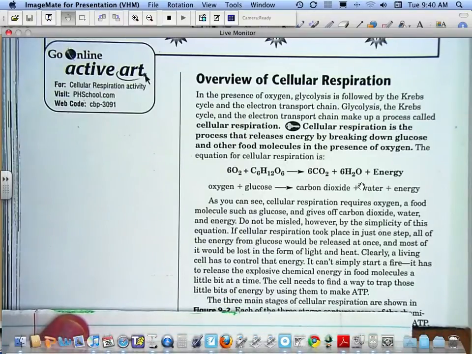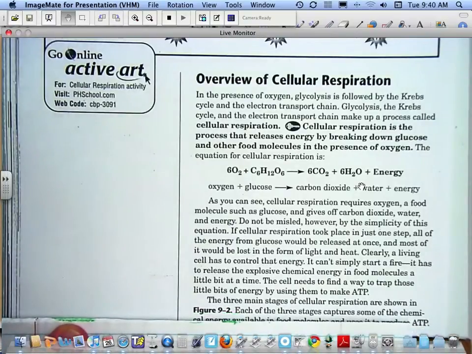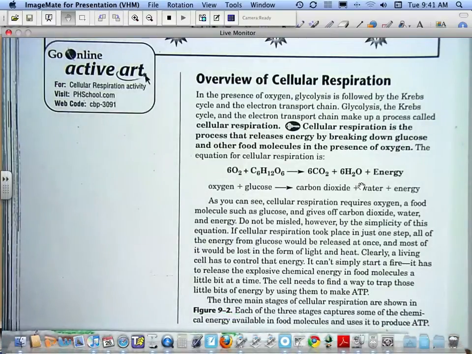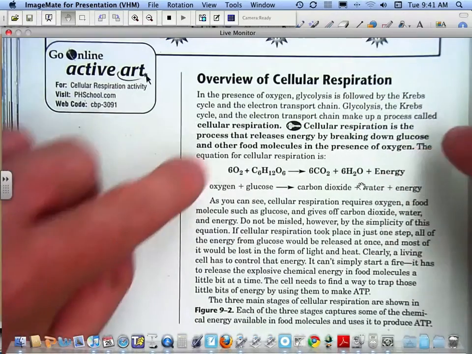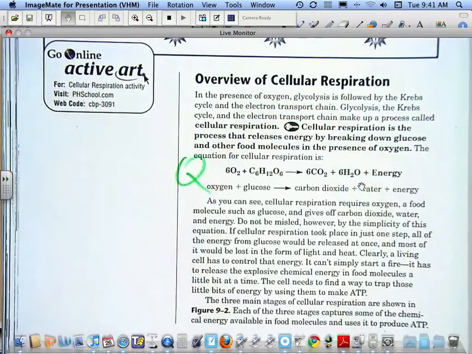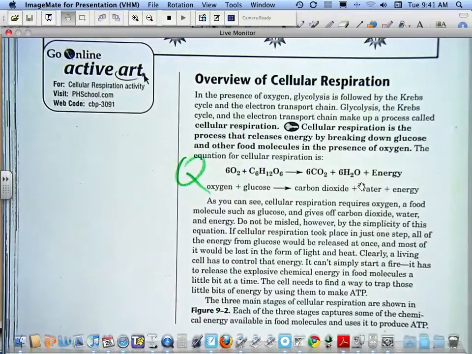The three main stages of cellular respiration are shown in Figure 9.2. Each of these stages captures some of the chemical energy available in food molecules and uses it to produce ATP. Sweet! Alright, guys, this is big. This is huge. Maybe even a quiz question. How is cellular respiration like photosynthesis? It's backwards. It's exactly the same thing backwards. God is great. Rock on. Go to the next video.